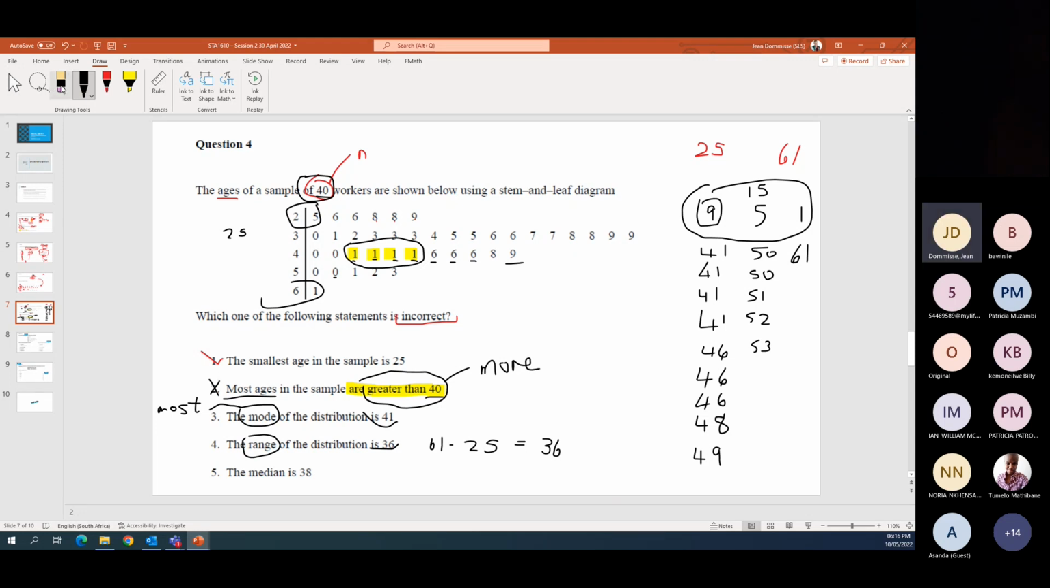So again, let's look at the number in the middle. So we know that there is 40 workers. So we need to get the number that is around the number 20 nearly, because 20 is in the middle. So let's look at 1, 2, 3, 4, 5, 6, 7, 8, 9, 10, 14, 15, 16, 17, 18, 19, 20. Okay, so the number between 20 and 21 will give us the number.